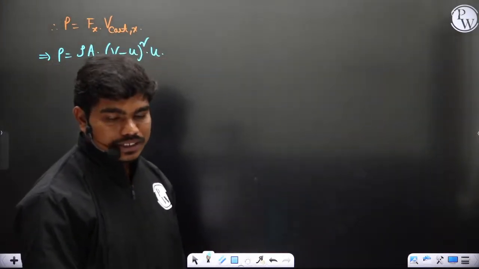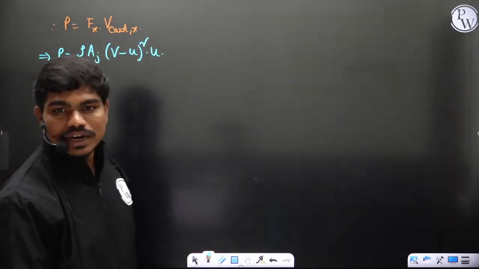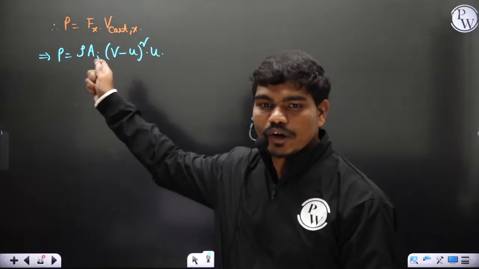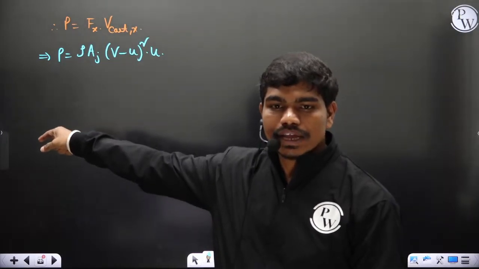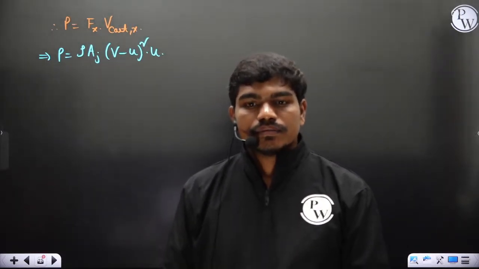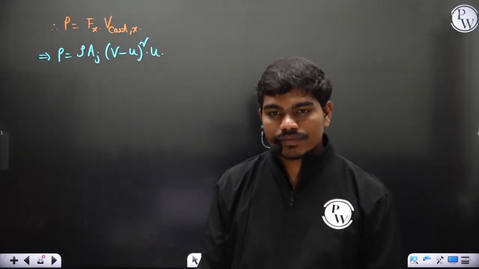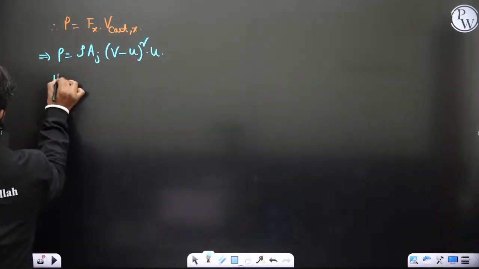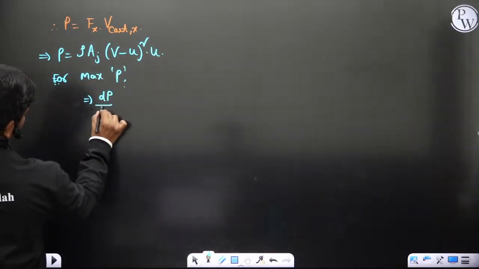Now try to understand one thing. In this expression, the density of the fluid is constant, the area of the jet is constant, v is constant, and u is the only variable. If I want the maximum or minimum of any function, as you might have studied in maths, what do you have to do? Differentiate, right? So for maximum P, dP by du has to be 0.